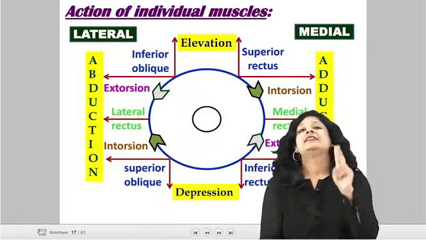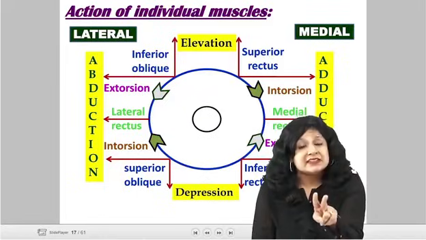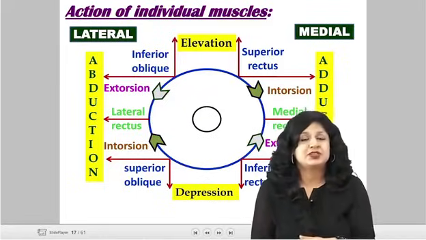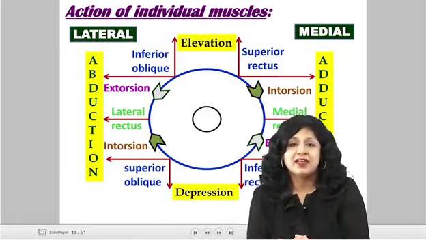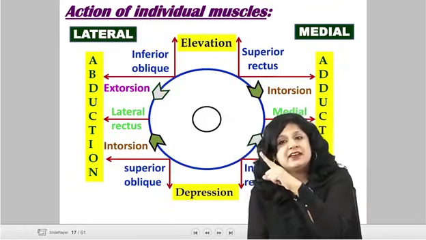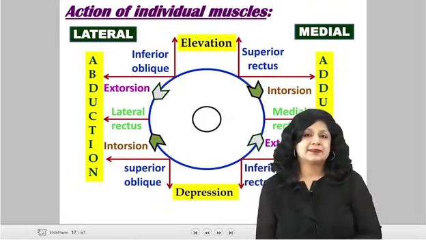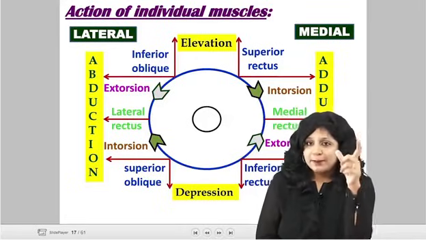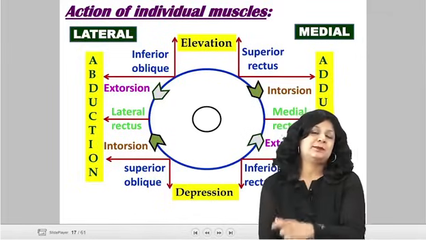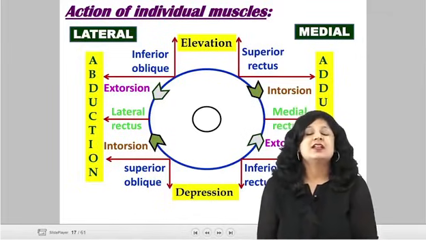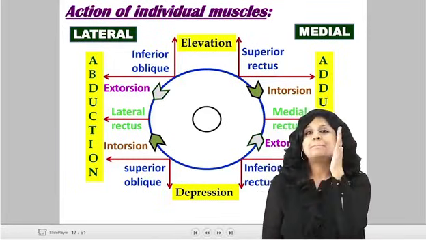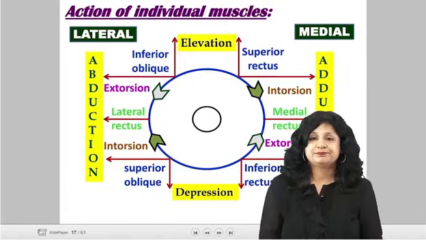Alright. Second important thing, the rectus muscles will do maximum elevation and depression in the abducted eye because they are inserted 23 degrees laterally to the optical axis. Similarly, the oblique muscles will be doing maximum elevation and depression in the adducting eye because they are inserted 51 degrees medial to the optical axis.